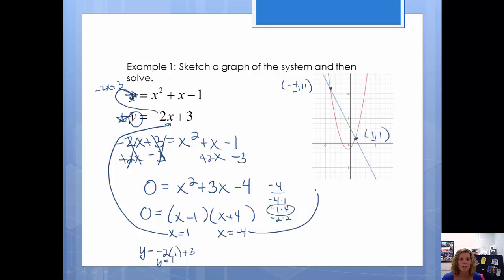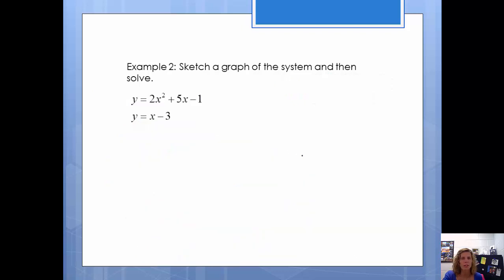And then I'm going to plug this also into that same formula, and I'll get y equals negative 2 times negative 4 plus 3, and that will give me 11. So notice I got 1, 1, which is exactly what we got when we graphed it, and then negative 4, 11 is what I got when I graphed that one. All right, let's go ahead to the second example.